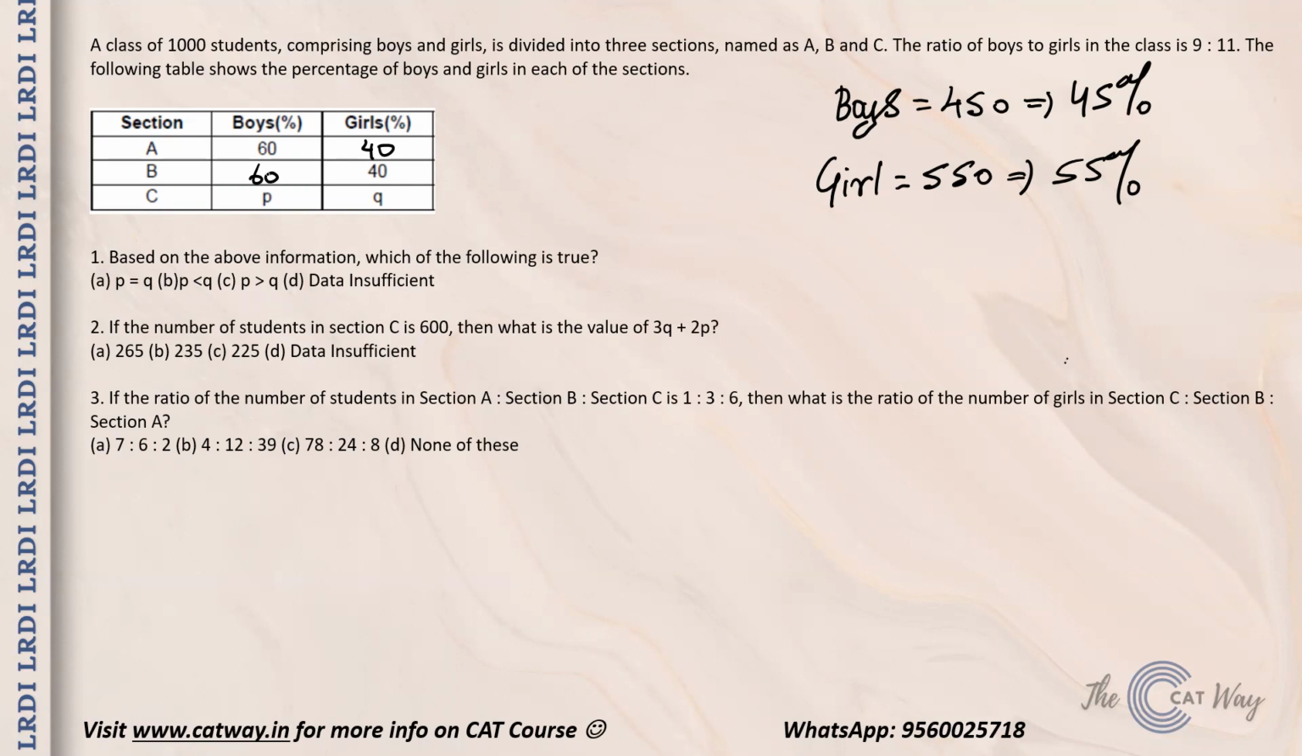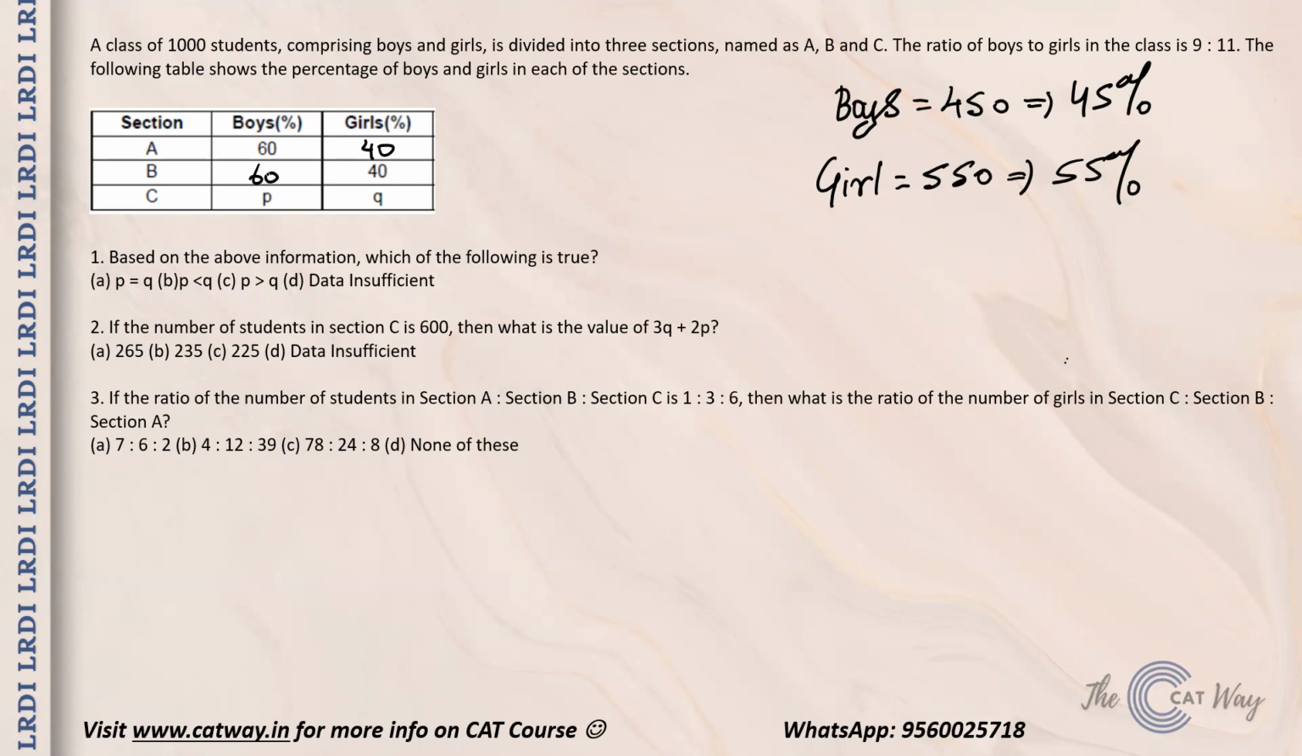Now, coming to the first question, it says, based on the above information, which of the following is true? So it is asking if P is equal to Q, if P is less than Q or greater than Q, or if the data is insufficient.